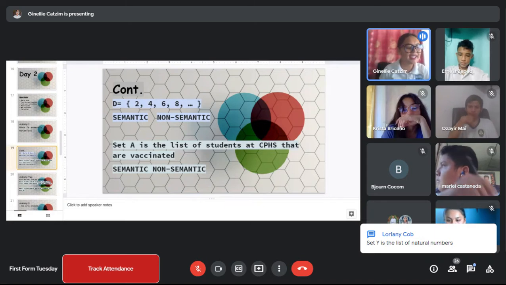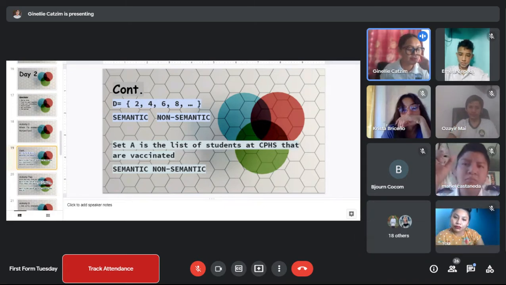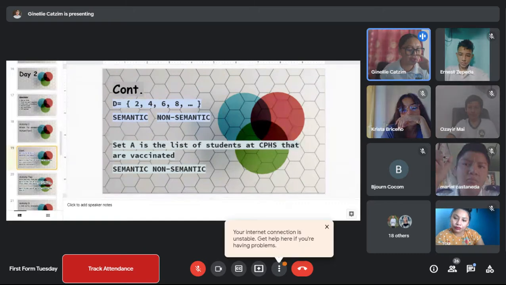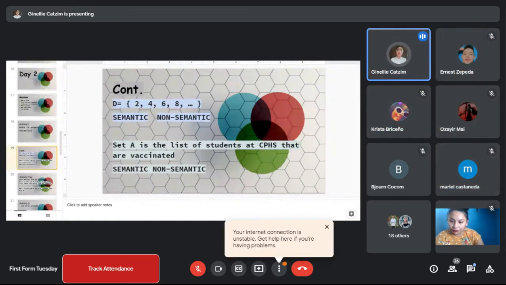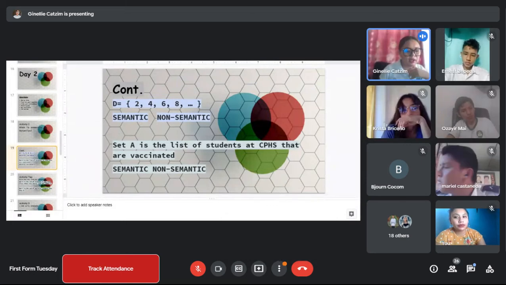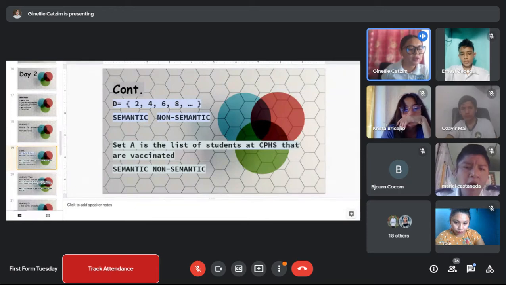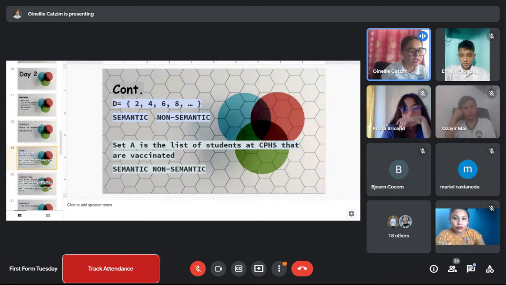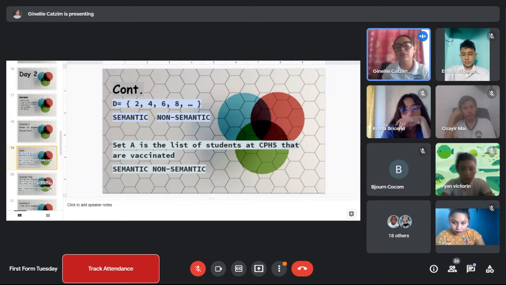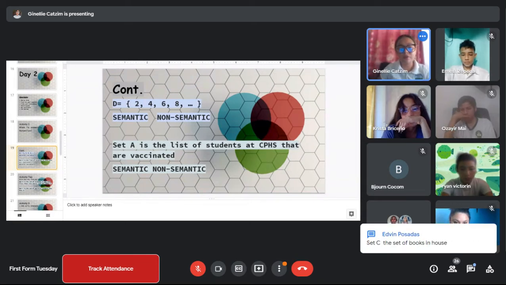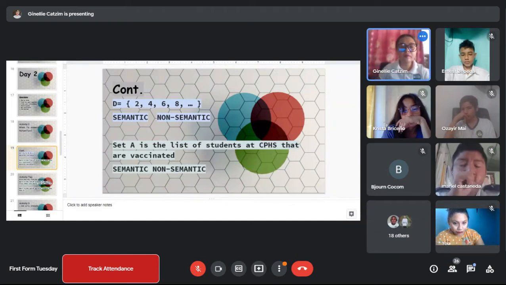Oh, I have some. Sorry. Set S is the amount of students in first form. Very good. I think that should be set S is the list of students in first form, because if you say amount, then you will have a number there, just one number. Then we have set B is the set of natural numbers. Very good. Alan and Loriani says set Y is the list of natural numbers. Very good. So those are examples of semantic notation. Very good, Edwin. So you get now what is semantic notation.